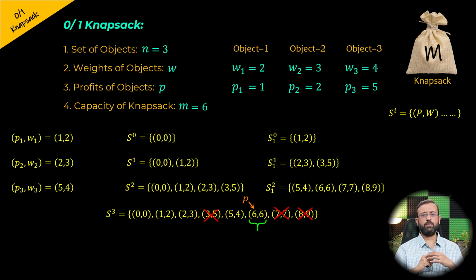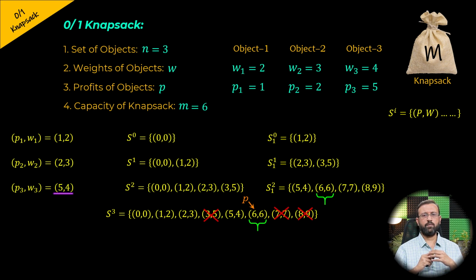Then we need to perform traceback to get the solution of which object is included and which object is not included. So we need to trace back how we got the pair 6 comma 6 in set S3. We got the pair 6 comma 6 from set S21. Now the pair 6 comma 6 is in set S21 because of adding the pair P3 W3, which is 5 comma 4, to set S2.